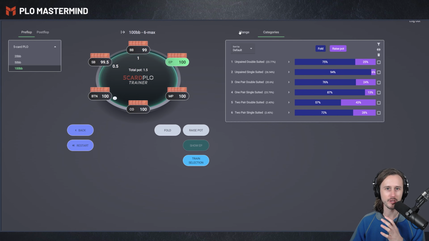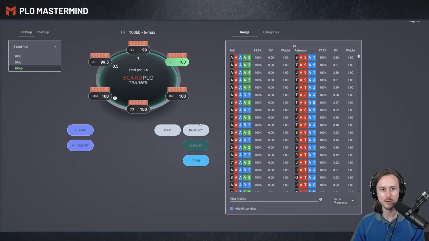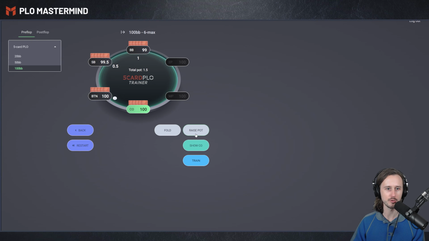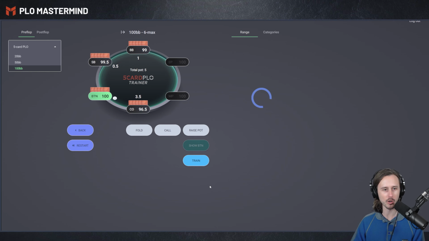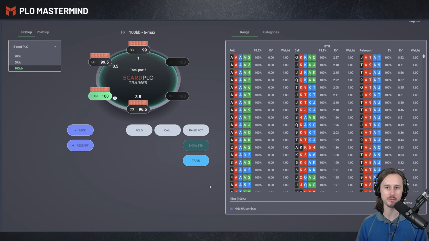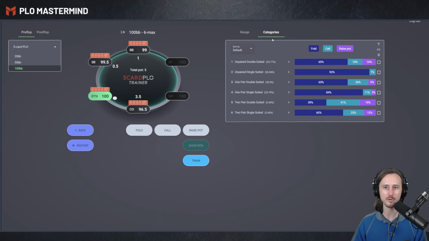You can go to different nodes in the game, whatever you are interested in. For example, let's go to cutoff open raises. We are loading the button's range to see how the button is playing if the cutoff is going to open raise. And you will see that in this solution, the button is folding 76%, calling 15.8%, and then 3-betting 8%. Again, you can go to categories and see what are the hands that we are 3-betting with.